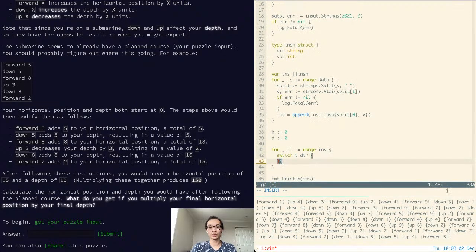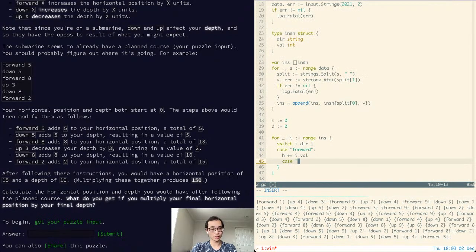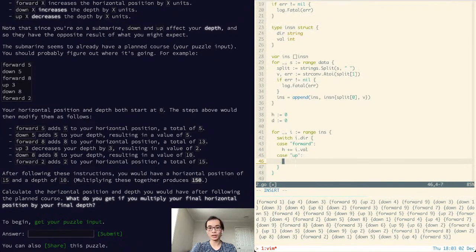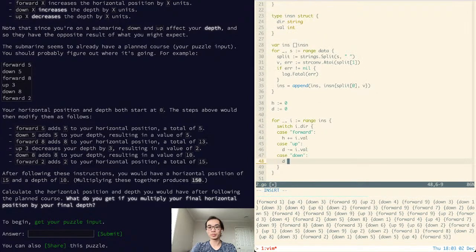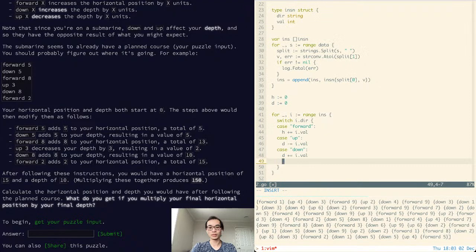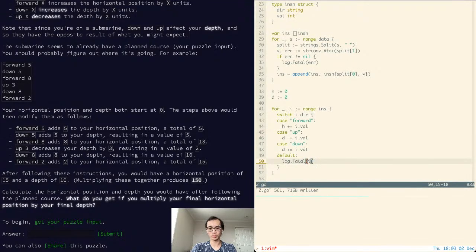on the direction. If it's forward, h plus equals the value. Otherwise, if it's up, depth minus equals the value. And if it's down, depth plus equals the value. By default, we'll just log out the instruction because there's a problem with that.